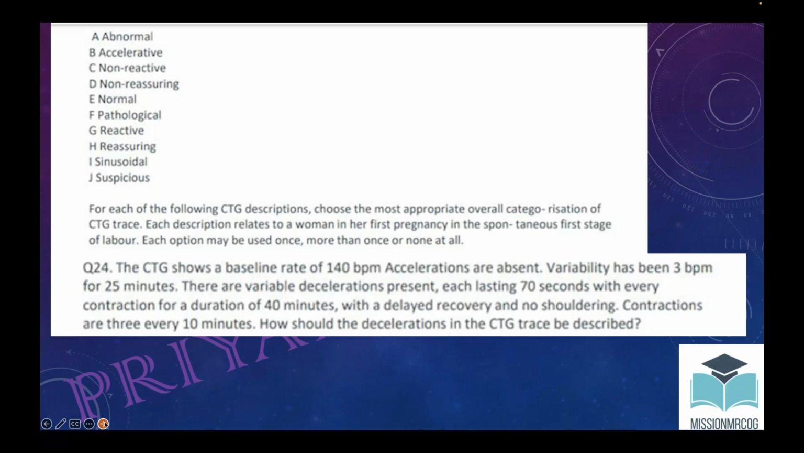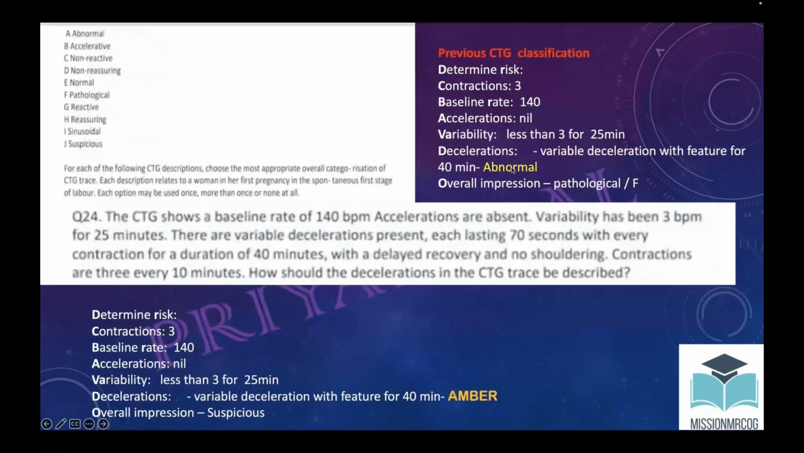So there is one feature you can find out here. And pathological. Give me the reason. Because the variable decelerations are repetitive and they are lasting for more than 30 minutes here. Okay, so now see, in the previous guideline, if it was more than 30 minutes, it was abnormal. But in the new guideline, variable deceleration with feature more than 30 minutes is amber.